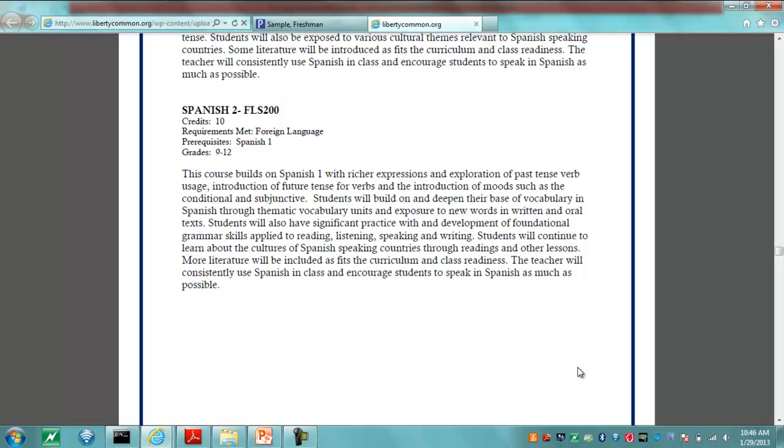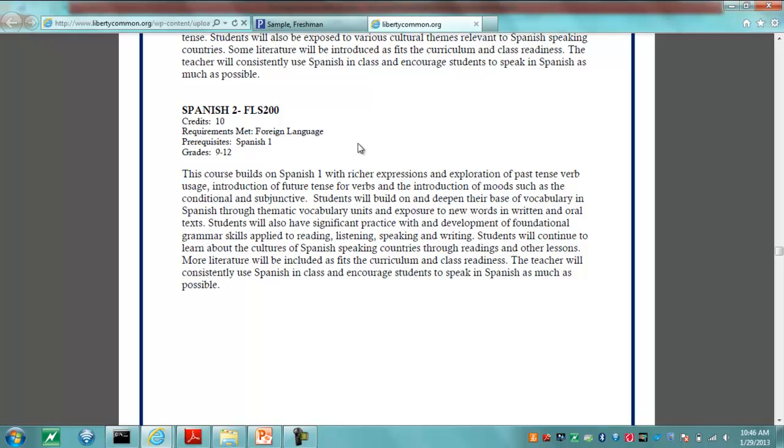But the bulk of the guide includes information like we're seeing here, which are course descriptions. So just to help you get started with how to read these descriptions, when you're looking at a course, for example Spanish 2, you can see that 10 credits is listed here, which means it's a one-year, year-long course. If it said 5 credits, that would be a semester-long course. When we look at requirements met, you can see that Spanish 2 meets the foreign language requirement.